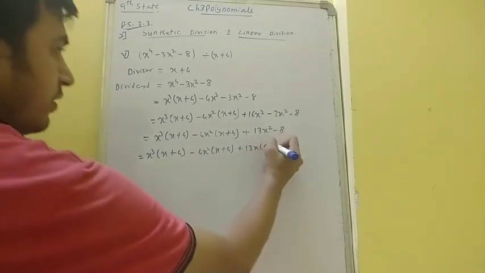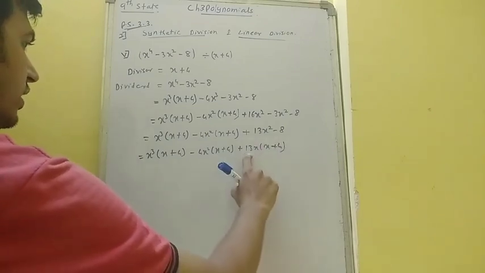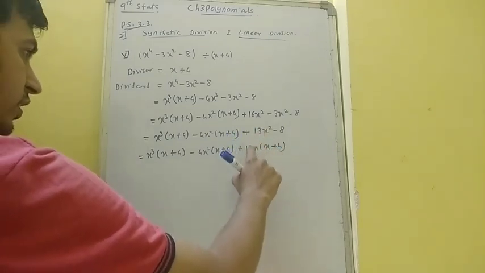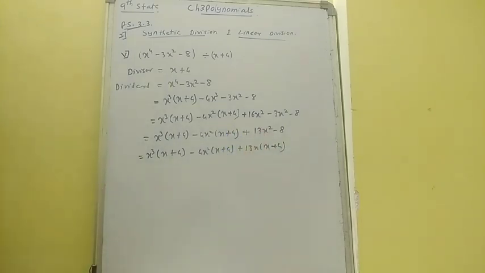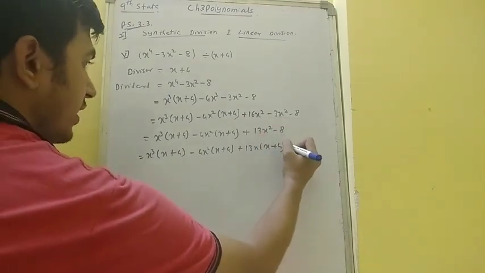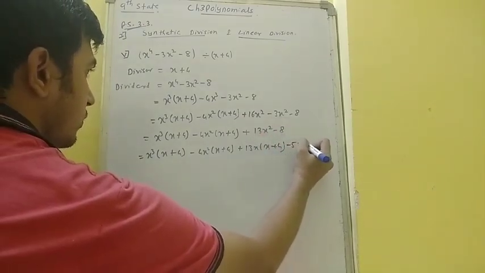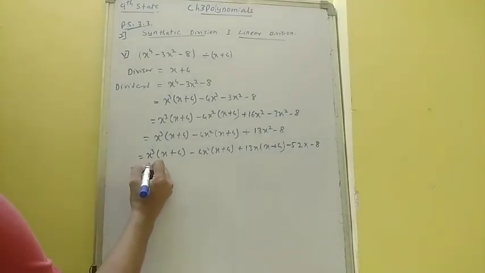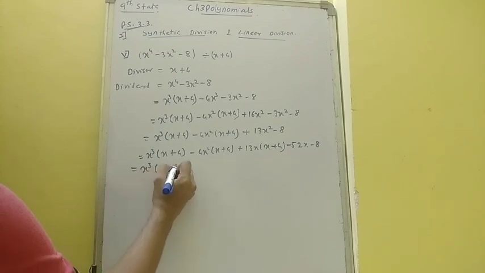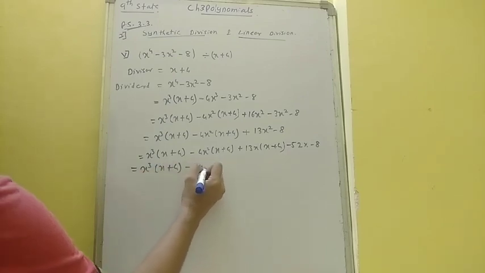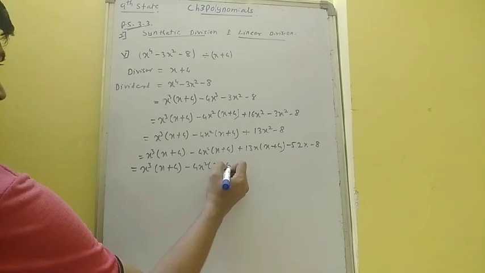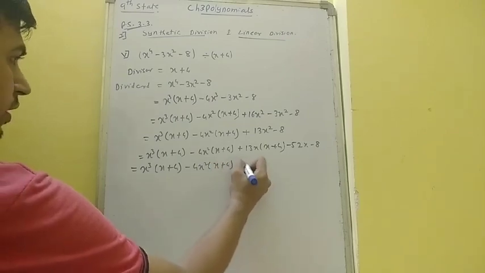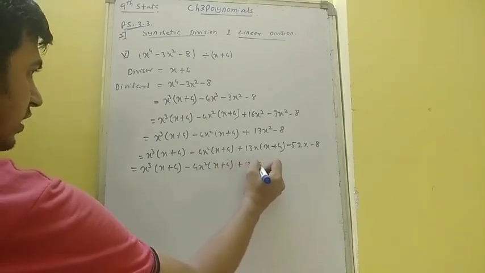Okay, and I will write x plus 4, so 13x into x, 13x square, 13 4s are 52, 52x, so I will balance it by minus 52x minus 8. Okay, so x cube x plus 4 minus 4x square x plus 4 as it is, plus 13x as it is.